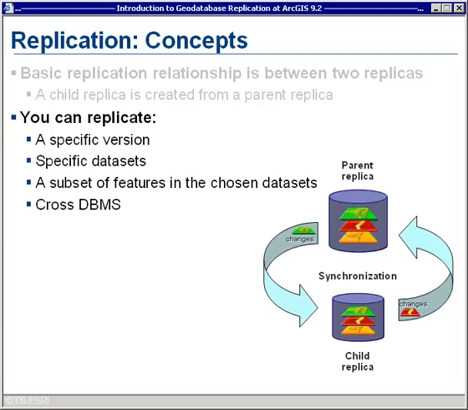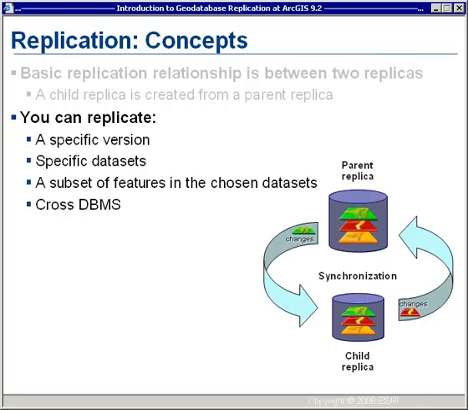Replicas can be created from a specific version of your geodatabase. So you could choose to replicate the default version or any other named version in your geodatabase. You can also choose to replicate specific data sets within your geodatabase. You don't have to replicate your entire geodatabase. And then within each data set, you can specify a subset of features or records that you wish to replicate. Again, you don't have to replicate all features or records in your data sets.